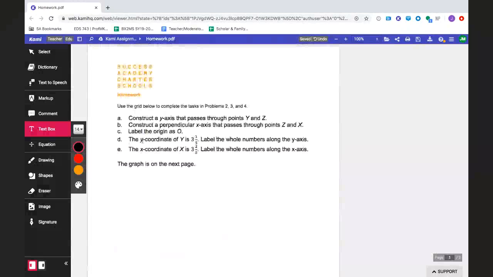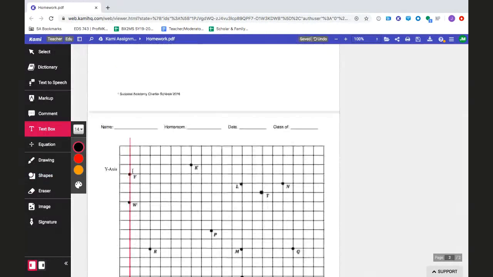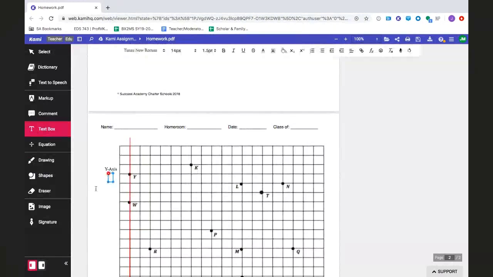Number D, the y-coordinate of y is 3 and 1/5. Label the whole numbers on the y-axis. Okay, let's look for point Y. So this point Y, they said the y-coordinate is 3 and 1/5. So let's go ahead and write our ordered pair for Y. We know that the x-coordinate is 0, and they told us that the y-coordinate is 3 and 1/5. So let's write that so we're aware what that point is.